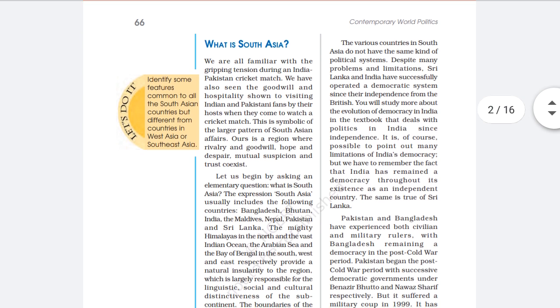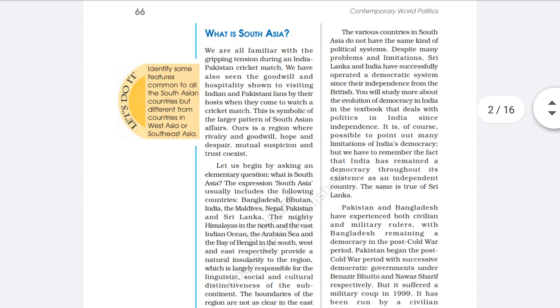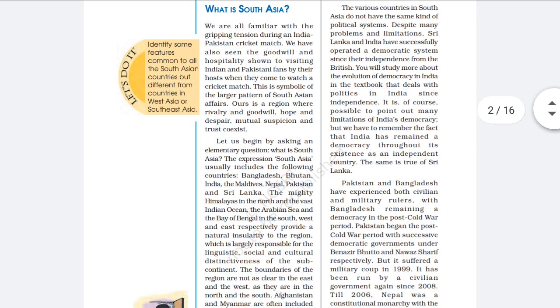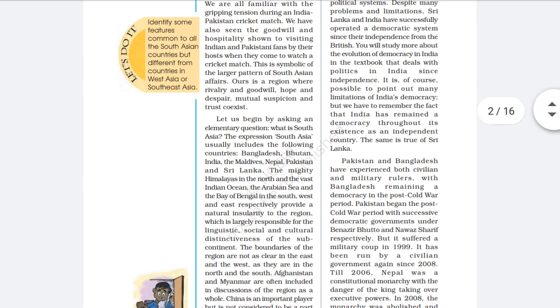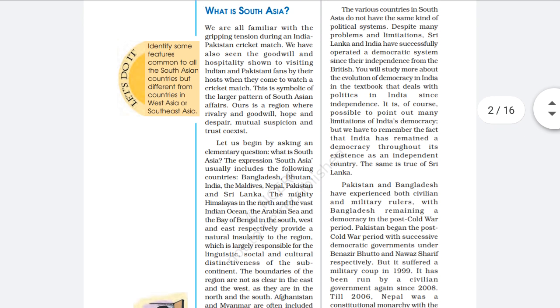So the various countries of South Asia do not have the same kinds of political system. These countries experience different types of politics, different types of political system. When we talk about India and Sri Lanka, India and Sri Lanka established democracy, and India, since becoming independent, has strictly adhered to the democratic ruling system, and it is the same in Sri Lanka.